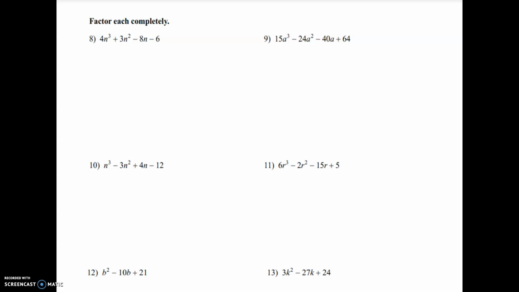All right, next let's move to number 9. Notice I have 4 terms for my polynomial. For 4 terms, I'm going to use the grouping method. So let's look at the first 2 terms and see if there is a common factor I can factor out of those 2 terms. It happens to be 3a squared. So if I factor 3a squared from the first term, what I'm left with is 5a. And if I factor 3a squared out of the second term, I'm left with negative 8.